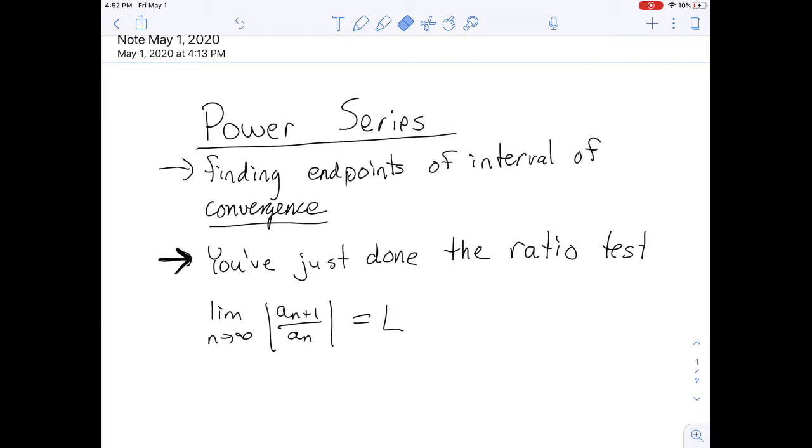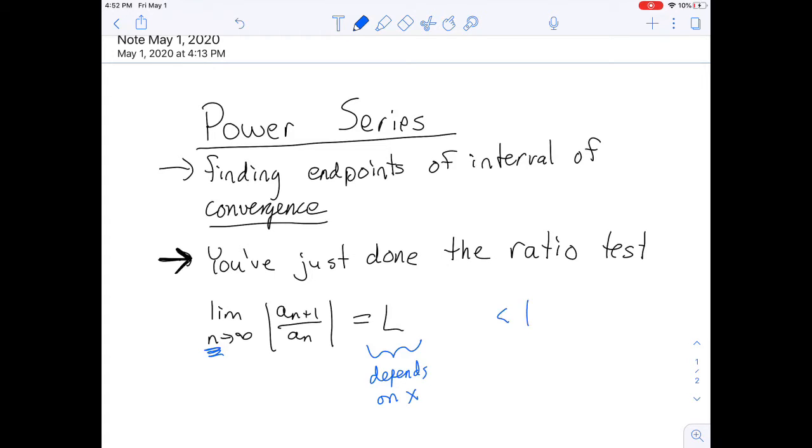So let's talk about power series and how to find the endpoints of the interval of convergence. This is a middle piece to a fairly long problem-solving process, so this is just one little part. So we're going to say that you've just done the ratio test, and you've done all the work to evaluate the limit, and you get some L that depends on x. Right, we're taking n goes to infinity, which doesn't take care of our x there.